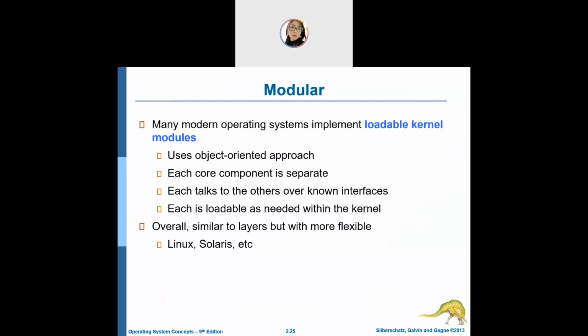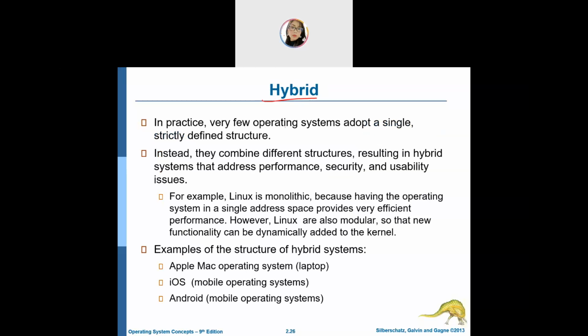In terms of modular design, many modern operating systems currently implement loadable kernel modules. Although you are not playing around with it in your Windows, normally it is under Linux. Later on, you will play around with your kernels. And lastly, hybrid. When we remember hybrid, similar to the module one, you're going to have at least two combinations. It is not related to similar things only, but when you are merging and integrating two things in one system, it is called hybrid. So they are combining different structures, which results in a hybrid system that addresses performance, security, and usability issues.